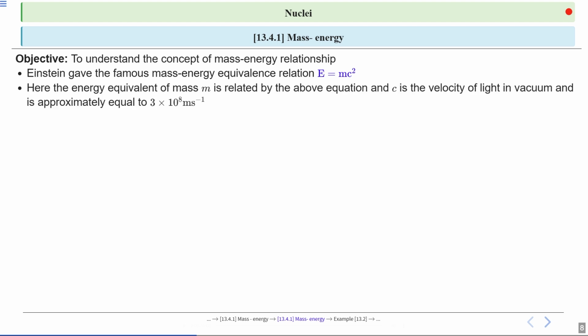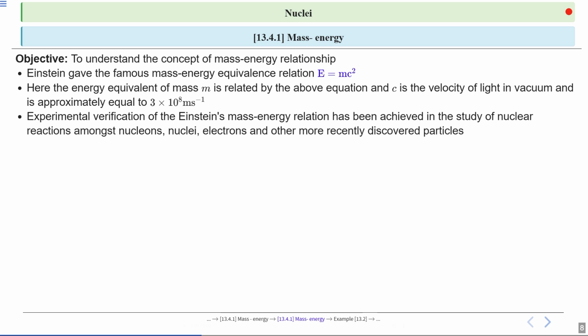Let's break down the variables in the equation. The mass m is any amount of matter, and c, the speed of light, is approximately 3 into 10 to the power 8 meter per second. This means that if you multiply any mass by the square of this enormous speed, you get its energy equivalent.